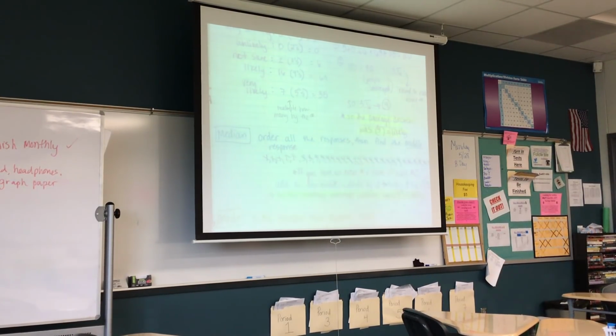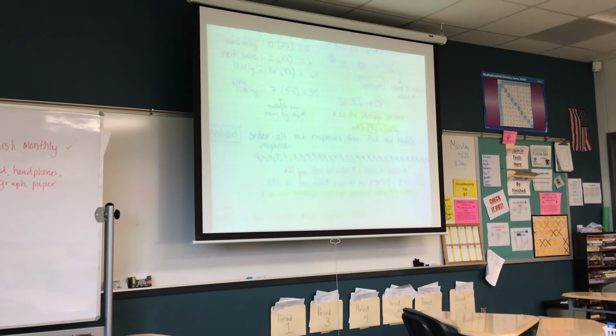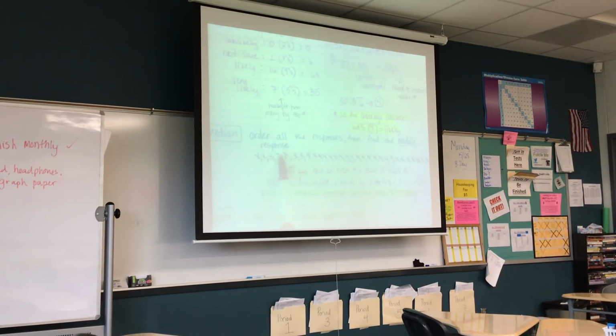and then find the middle response. So, as I said, using my survey results, there was 1, 2, 3, 4, 5 ones. There were no 2 answers. There were 1, 2, 3s. Here's my 16 fours and my 7 fives. So I've got them in order there.